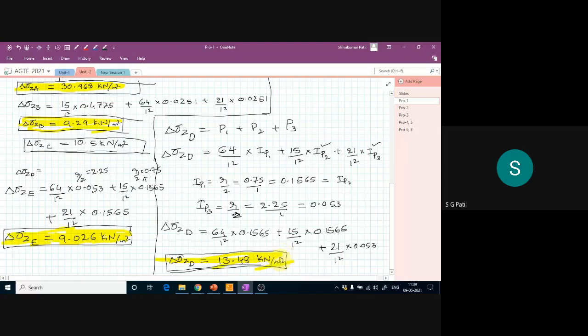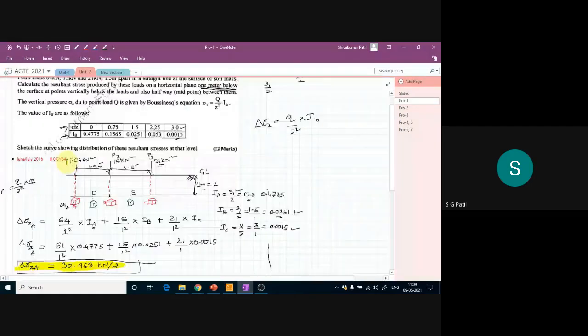Any doubt in this one? Problem? This kind of problem will be asked in your IA exam. Not exactly same thing, but same type. So this month end you will have your IA exam, right? So I will ask this kind of problem in your IA. So if you have any doubt, please ask me now.